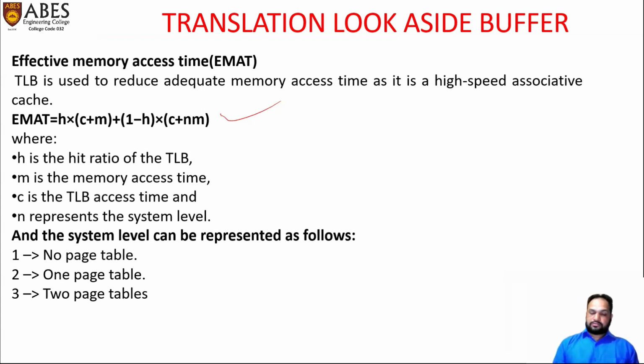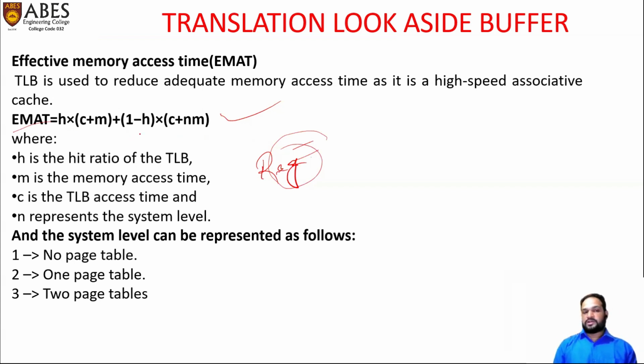As I've already discussed, it is the hardware cache. We are considering the exact time required by the registers. But as registers have a limited size, cache is a bit larger than the register. So, effective memory access time equals H multiplied by (C plus M) plus (1 minus H) multiplied by (C plus N times M).